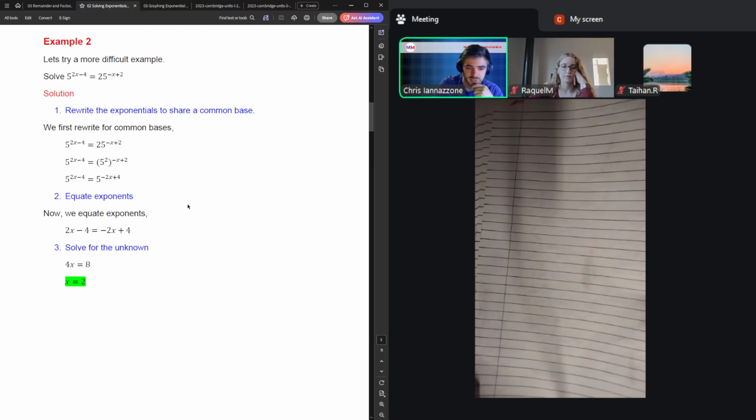That's the equating exponents approach. It's useful for these simpler solutions when you have maybe 2 simple exponentials or just 1 exponential and a constant. These are the kinds of things you would use this one for. Any questions about that?